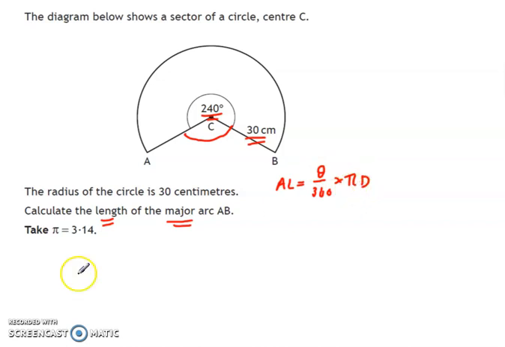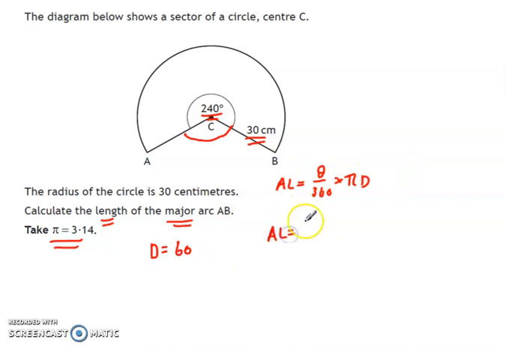Pi, well we know what pi is, but in this case because it's non-calculator they're telling us to take pi as 3.14 and we know d is twice the radius, so if we've got the radius as being 30, we know then that our d is equal to 60. What we can then do is plug all the information in here and calculate it through.